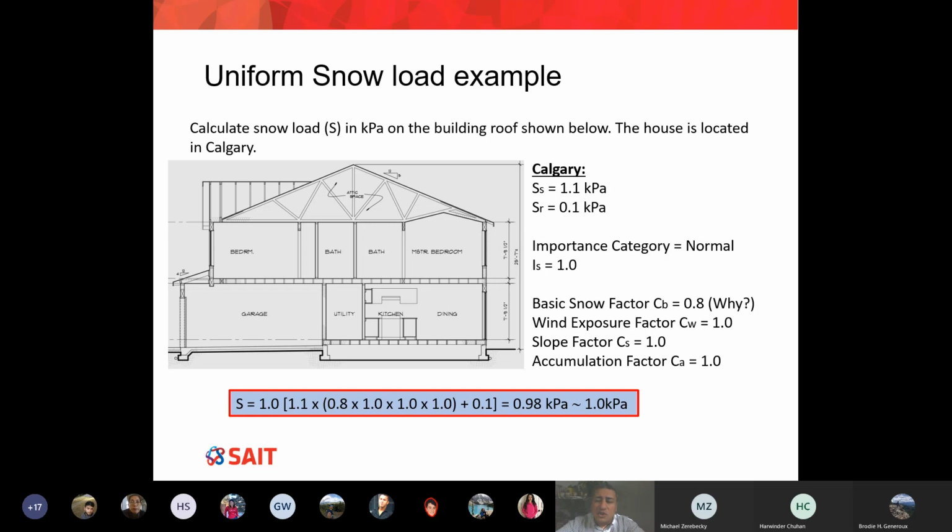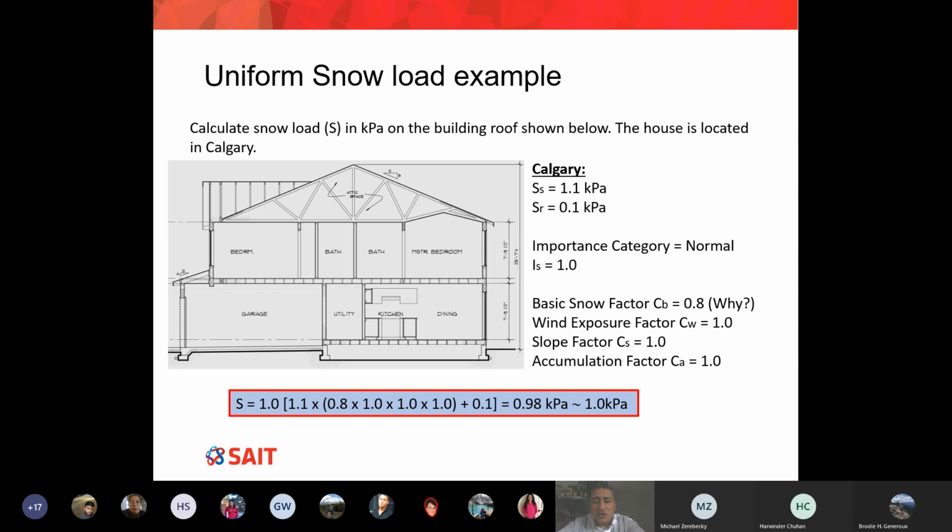For example, the basic snow, because of the size, the wind factor will always be 1. The house has the same slope, so C sub S is still equal to 1. There is no parapet or mechanical unit, so C is equal to 1. However, once we change the location of the house and take it to Edmonton, in this case we need to ask for more load.